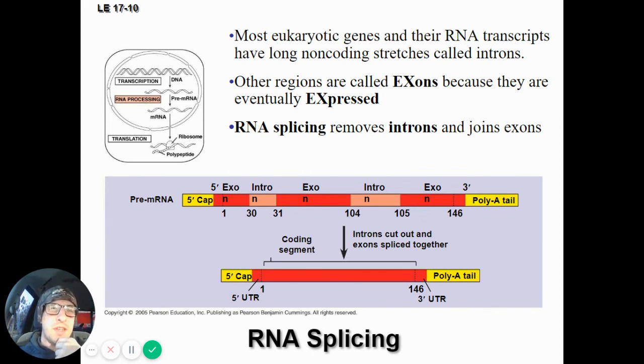Most eukaryotic genes and their RNA transcripts have long non-coding stretches called introns. And these introns are things that are going to be basically cut out, okay? Now, the way I remember this, there are introns and there are exons. The regions of a gene that get expressed, okay, and when you get expressed, you are turned into a protein, so you stick around. If you are expressed, you are an exon, okay? Regions of the gene that are expressed and turned into proteins are called exons, okay? That's what we see listed right up here.